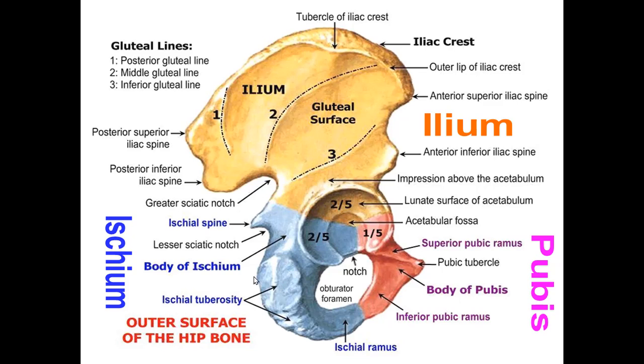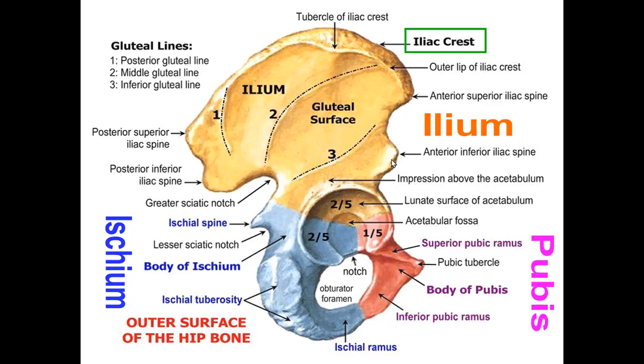and posterior part. Regarding the ilium, it has four borders: upper border, anterior border, posterior border, and the medial border. This is the outer surface or the gluteal surface. The upper border is called the iliac crest. The iliac crest has outer lip, inner lip, and the intermediate area. And the outer lip has tubercle here for the iliotibial tract.